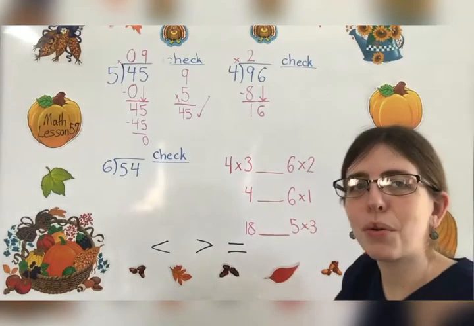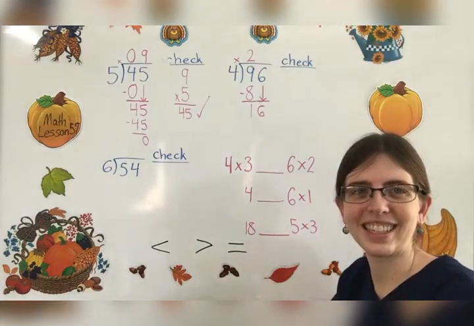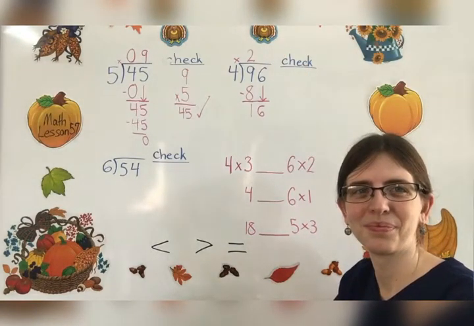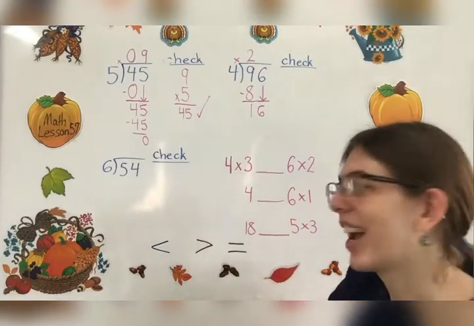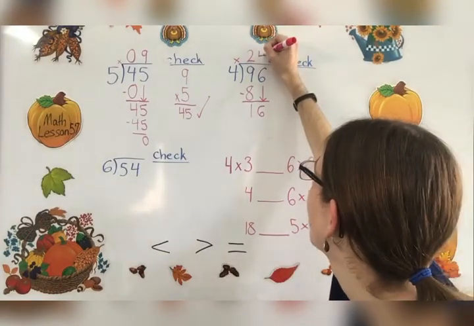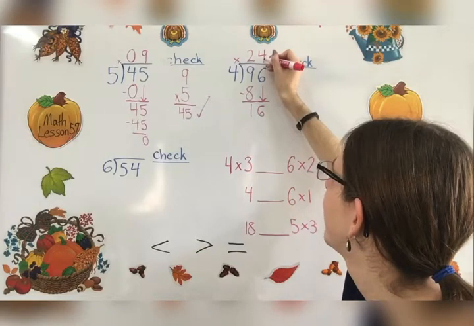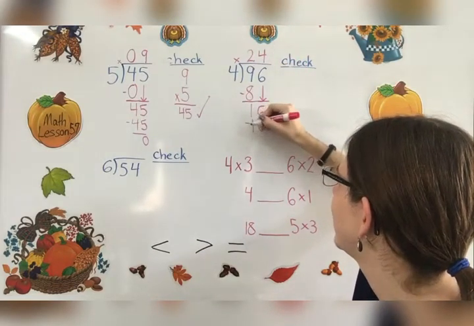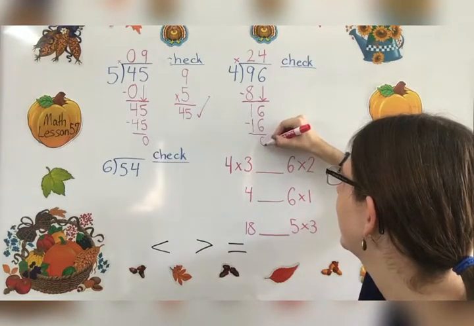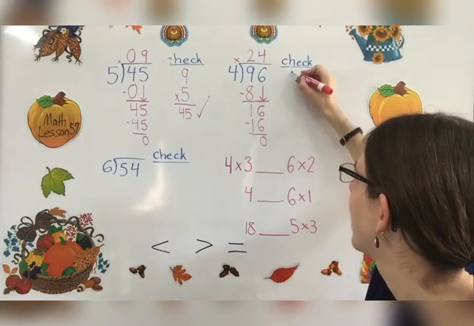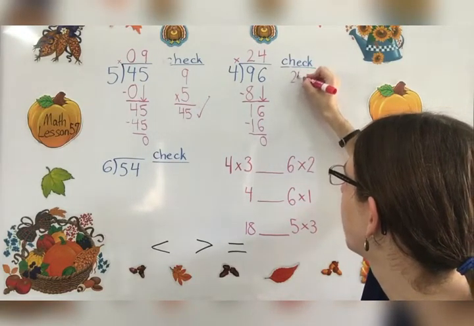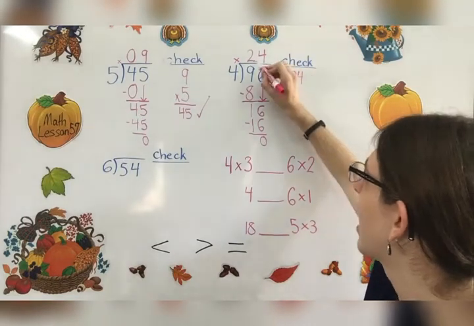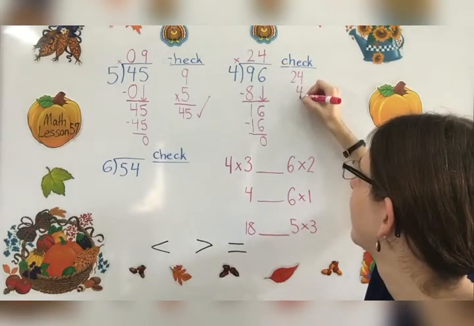16 divided by 4. How many groups of 4 are in 16? 4, that's right. So I put my 4 above the 6. 4 times 4 is 16. 16 minus 16 is 0. Now I have 24 times 4 to check it.